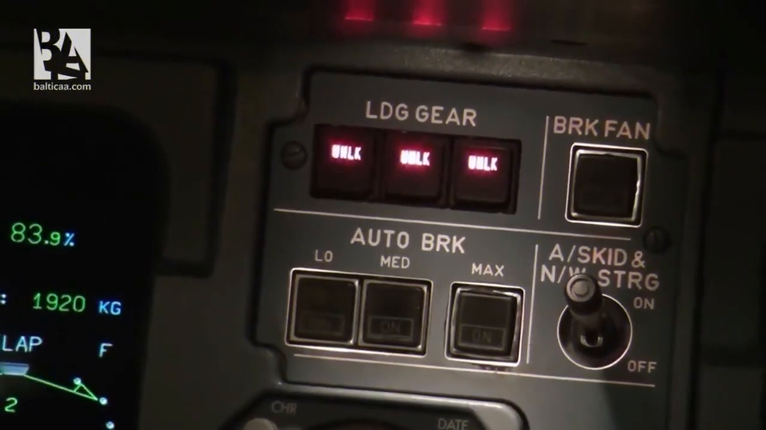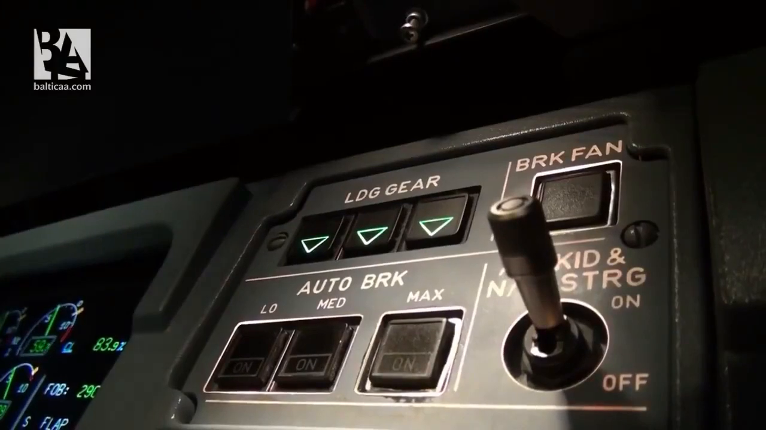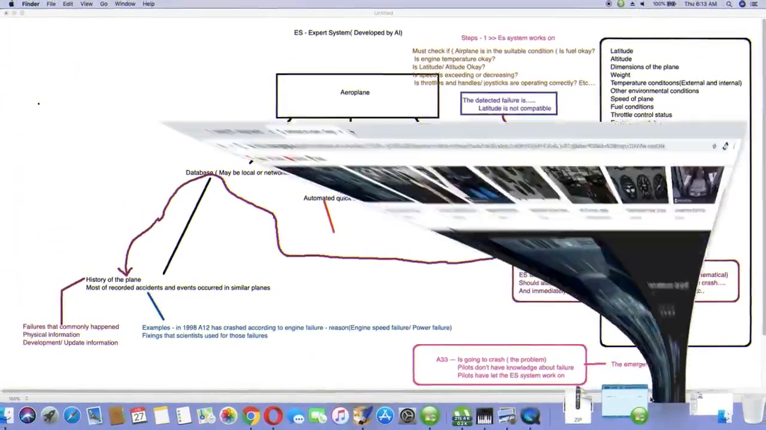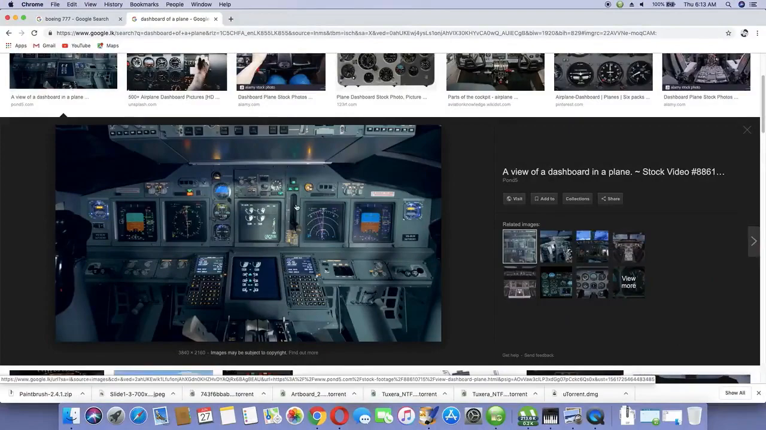Where's my photo? Okay, there. No, there. Okay, and we have to take that.